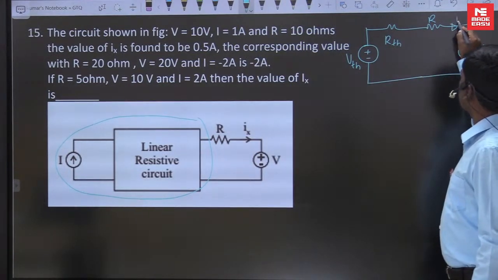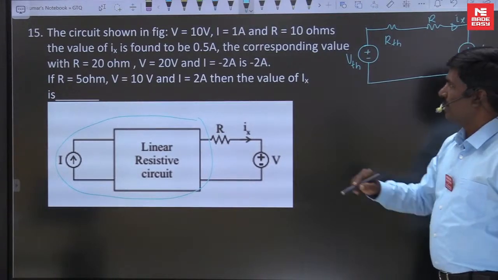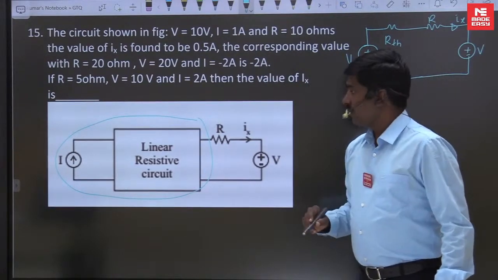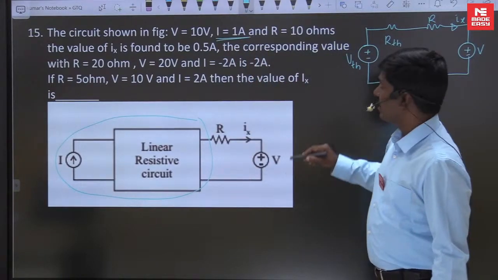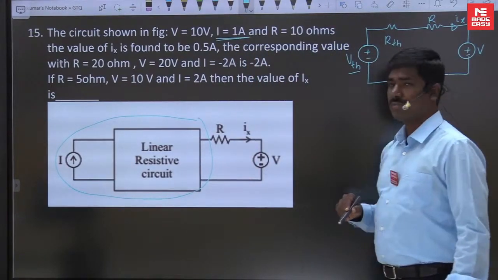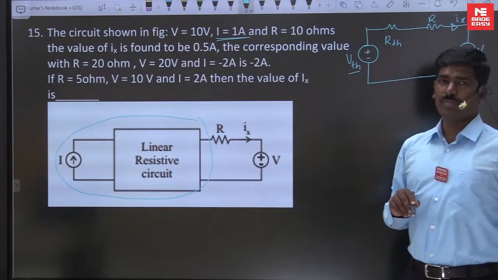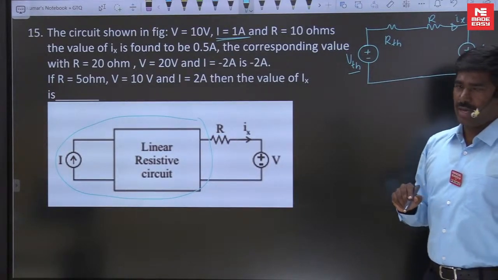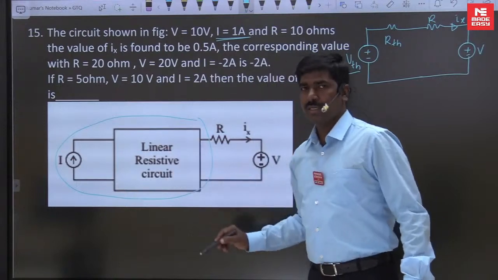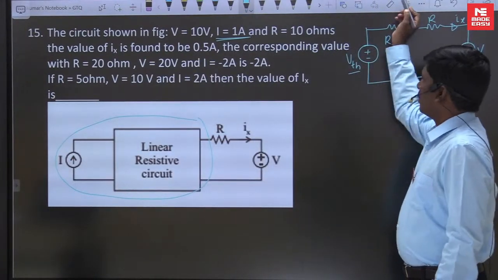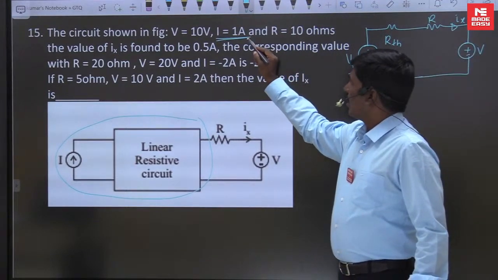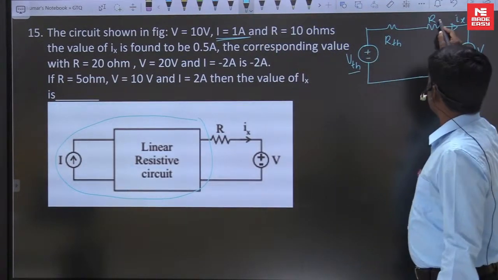This is Ix. So from the first information, whenever I is equal to 1 ampere, the open circuit voltage is VTH. Keep this in mind, it's the most important. I is equal to 1 ampere is the source current. At that time the open circuit voltage is VTH. R is equal to 10 ohms.